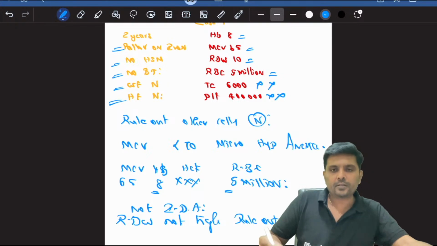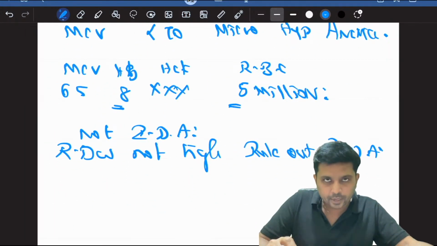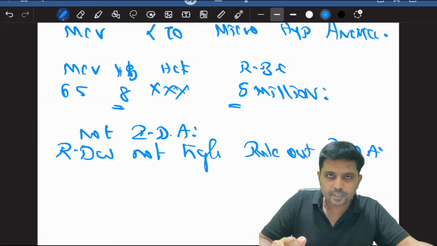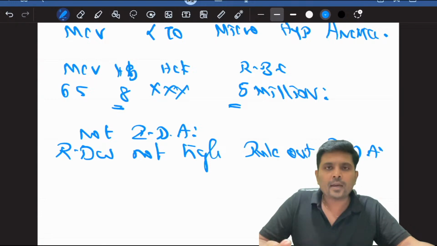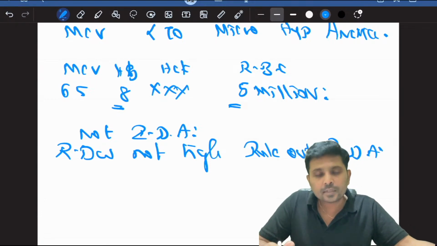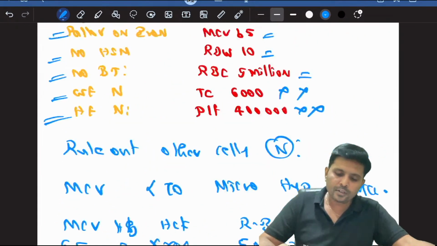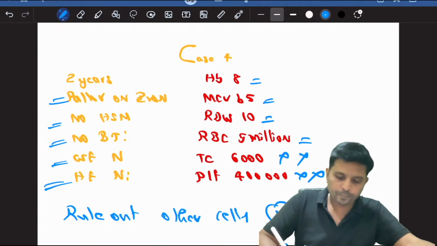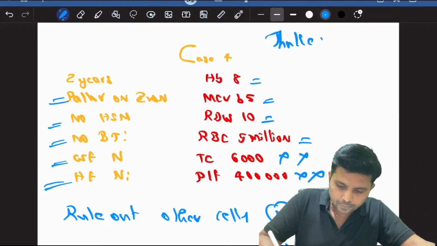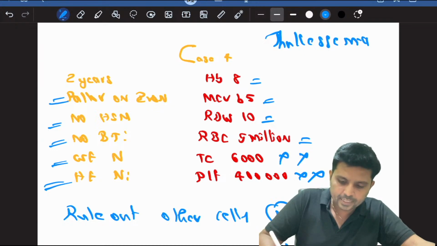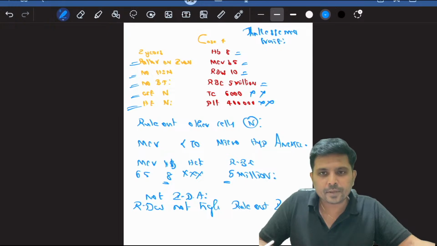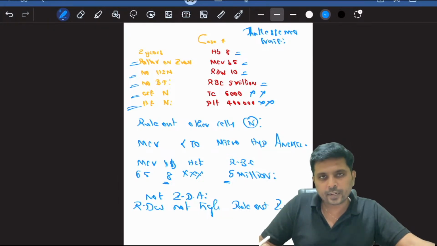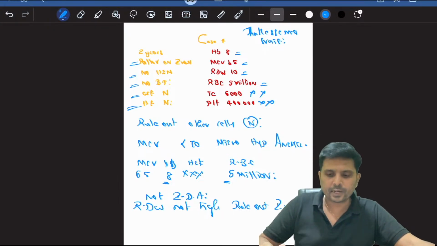So what is this case? This case is microcytic anemia not responding to iron. Points against iron deficiency anemia are low RDW, no response to iron, as well as a high RBC number. So microcytic hypochromic anemia, this is a case of thalassemia trait.